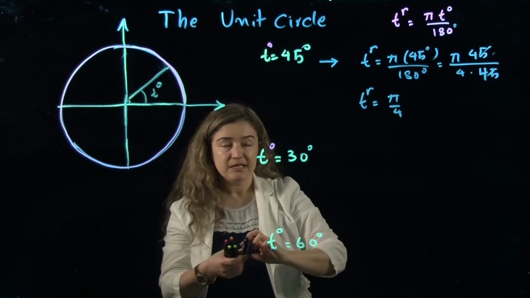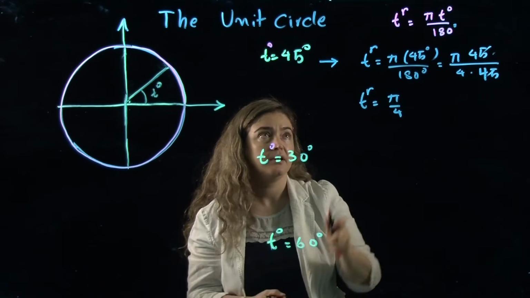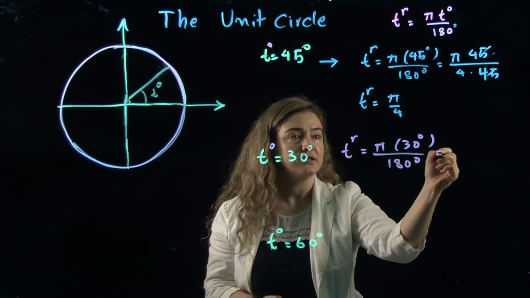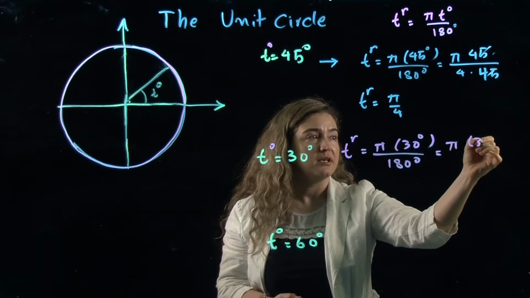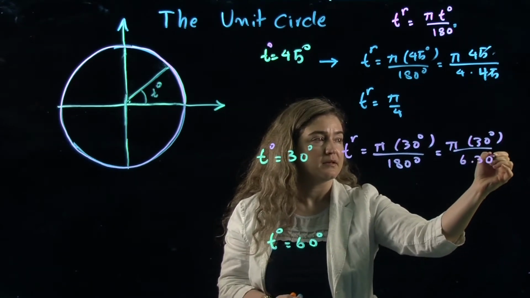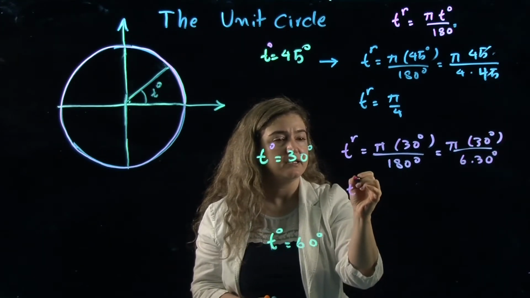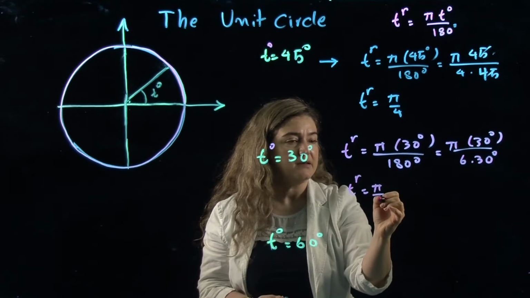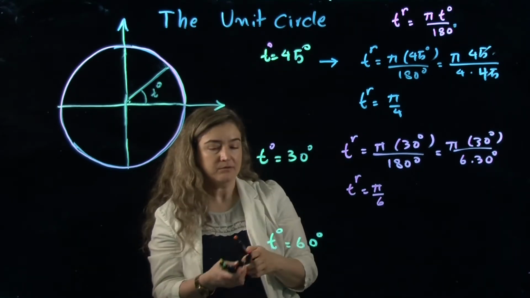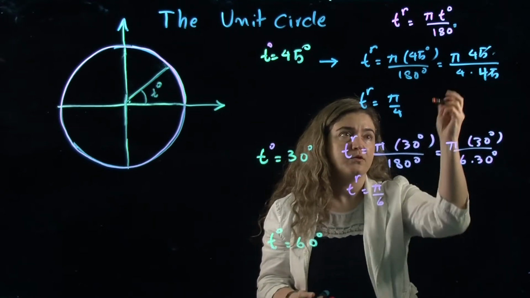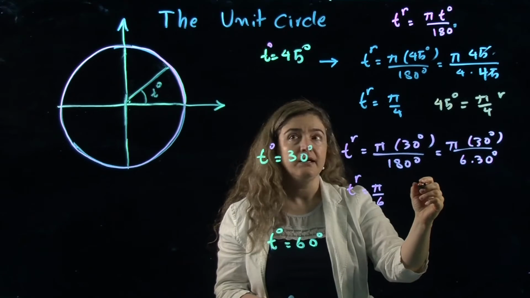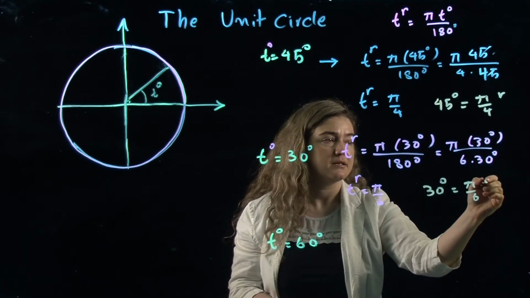How do I do T equal to 30 degrees? Again, with the formula, I'll have T in radian is equal to pi times 30 degrees divided by 180 degrees. And then you simplify, remembering that 180 degrees is 6 times 30. And so you end up with T in radian is equal to pi over 6. So far, 45 degrees is the same thing as pi over 4 radian. And here, 30 degrees is equal to pi over 6 in radian.